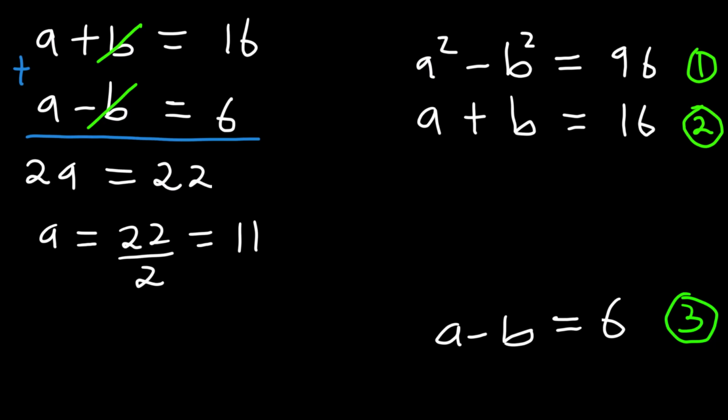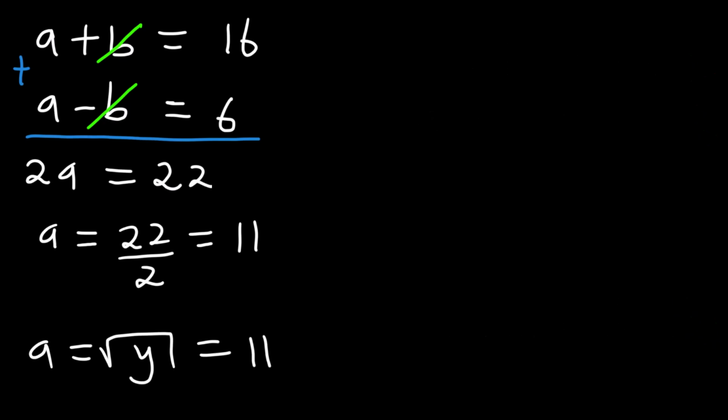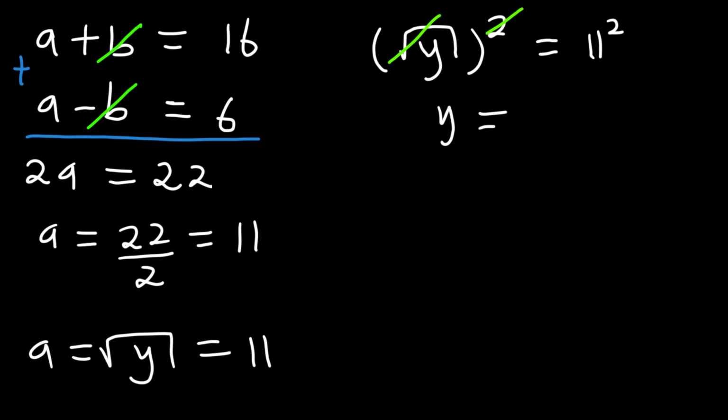And if you remember, we had set a to be equal to the square root of y. And therefore, the square root of y will be equal to 11. And in order to isolate y, let's raise both sides to the power of 2. These two will cancel with the square root. And so we shall have y equaling 11 to the power of 2, which is 121.